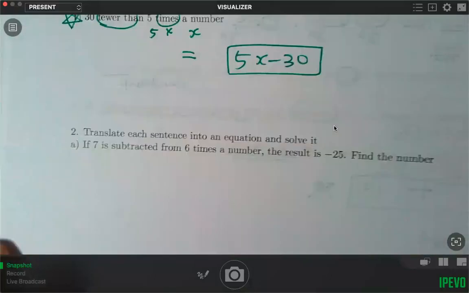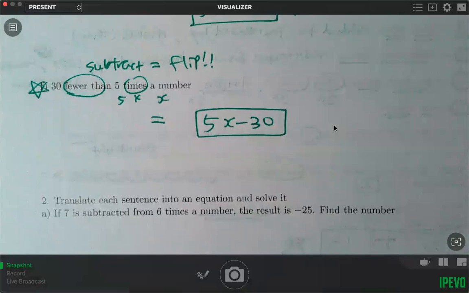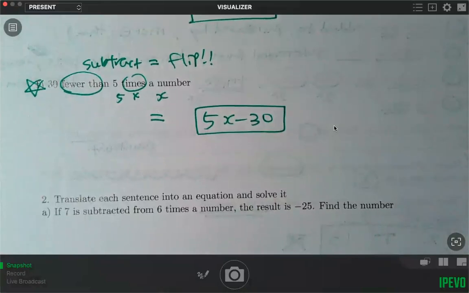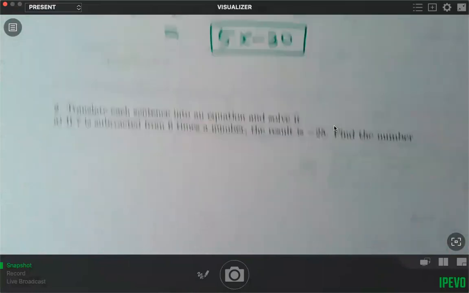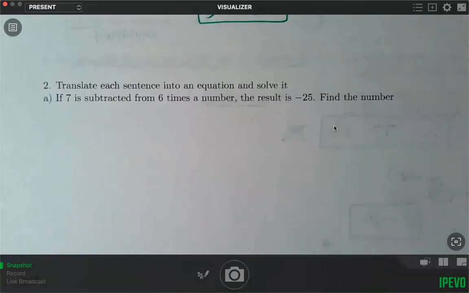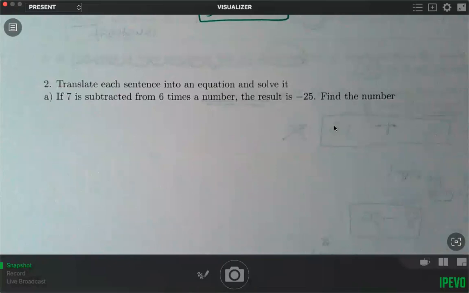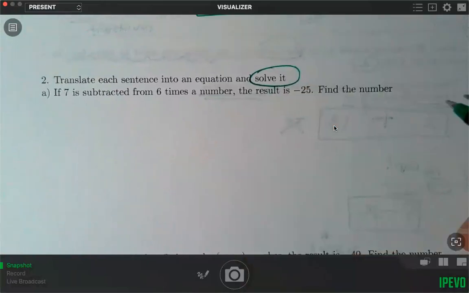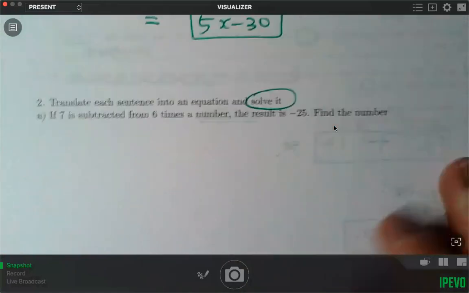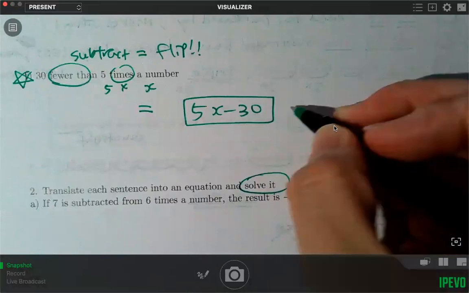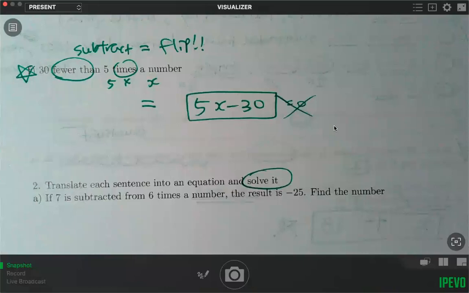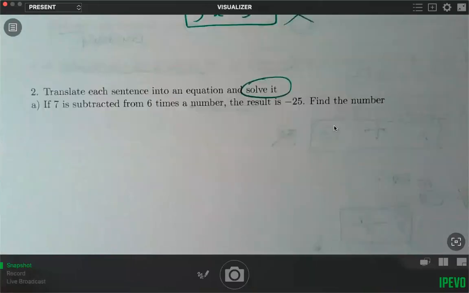Now, on number 1, our goal was to translate the English into a math expression. Now we have to go further: we not only have to translate each sentence into math, we now have to solve it. So be careful with this extra instruction. Notice that here, we don't set this equal to 0 and solve because the problem didn't say anything about solve. And now we do have to solve, okay?